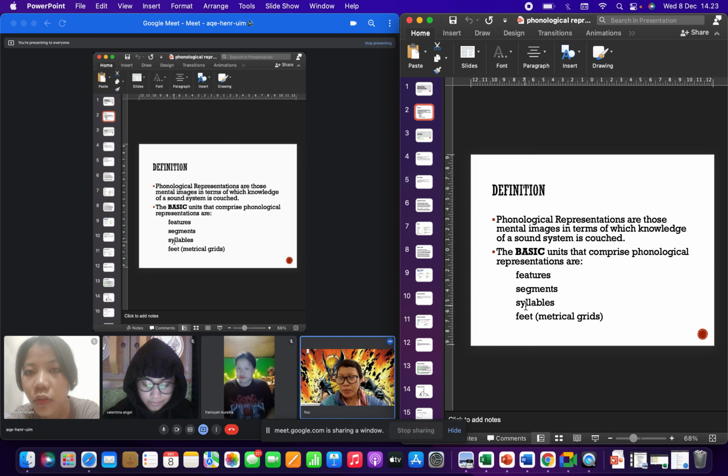One of them has been learned before: syllables. We have already talked about it. So we are going to talk about features, segments, and feet, or what we call the metrical grid. Whenever you hear about phonological representation, keep in mind that you have a mental image about these four basic units: features, segments, syllables, and feet.